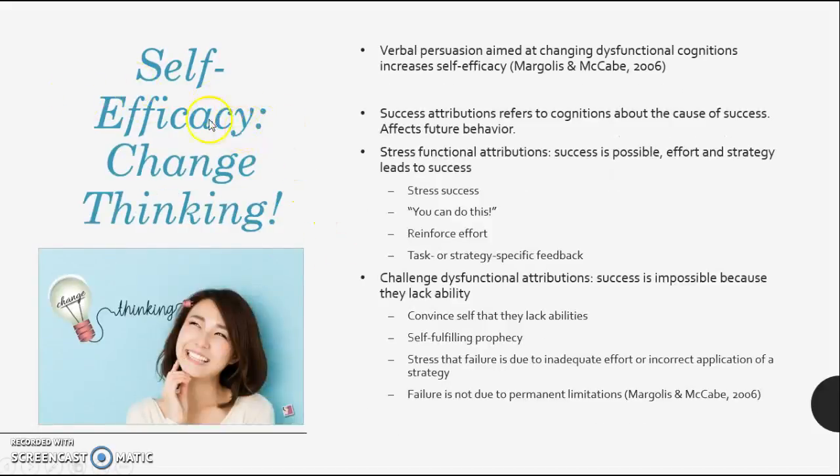All right, we can also increase self-efficacy by changing the student's thinking, through verbal persuasion. Verbal persuasion aimed at changing dysfunctional cognitions or dysfunctional thinking can increase self-efficacy. Success attributions refer to the belief about the cause of success: is it through hard work, or is it through ability? This belief can affect future behavior. So as an instructor, we want to stress functional attributions.